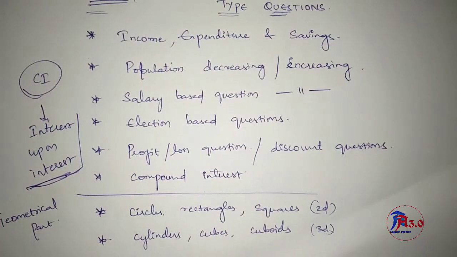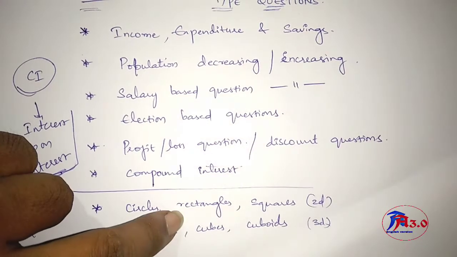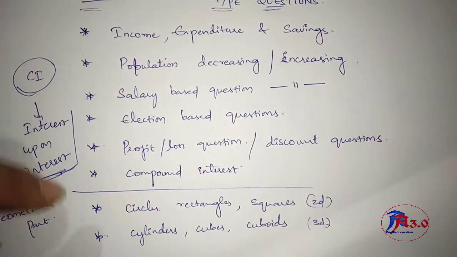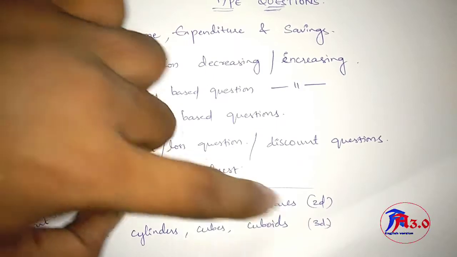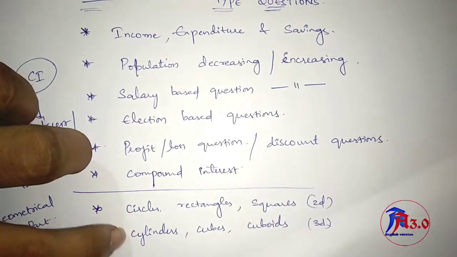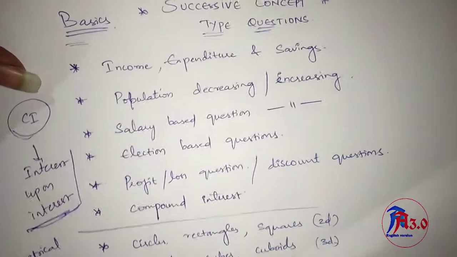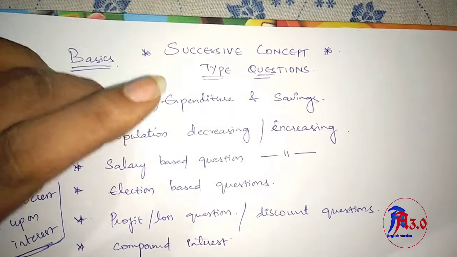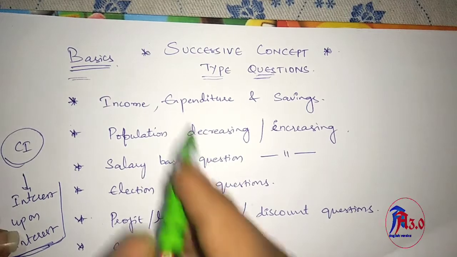Later if we see in the geometrical part, successive types of questions are formed in circles, rectangles, squares, triangles also. These type of figures are called 2D figures, and some of the questions are formed on 3D figures, which are cylinders, cubes and cuboids. So I am trying to complete all these concepts within 2 or 3 videos. Maybe it can take 4 videos.